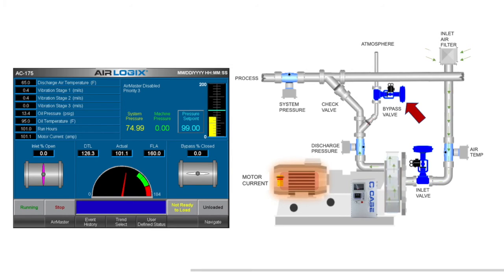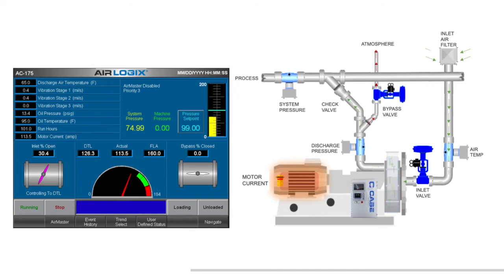When the compressor is first started, the bypass valve is open, and any air passing through the machine is exhausted to atmosphere. Because discharge pressure is less than the current system pressure, the check valve prevents any backflow from the header, and this compressor currently contributes nothing to the process.